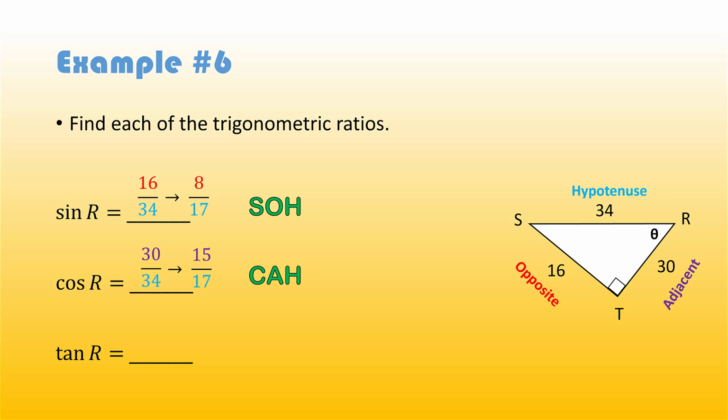And finally, tangent. Tangent is opposite over adjacent. 16 over 30. And this is also reduced by 2, 8 over 15.